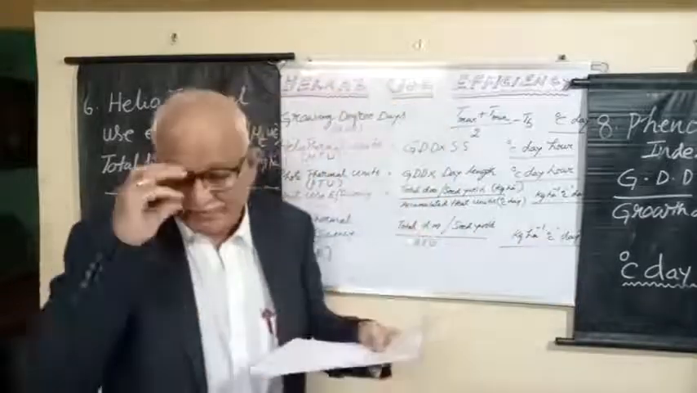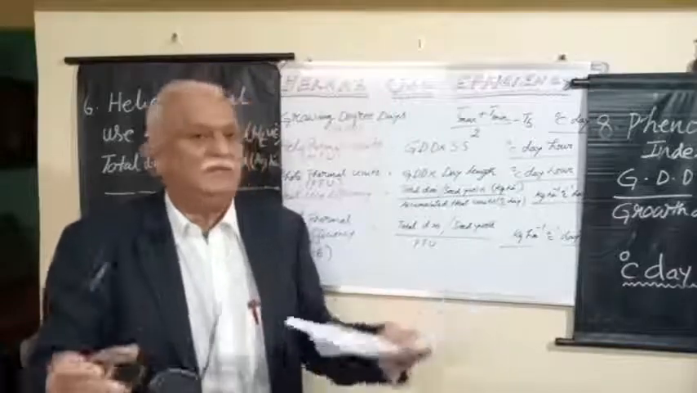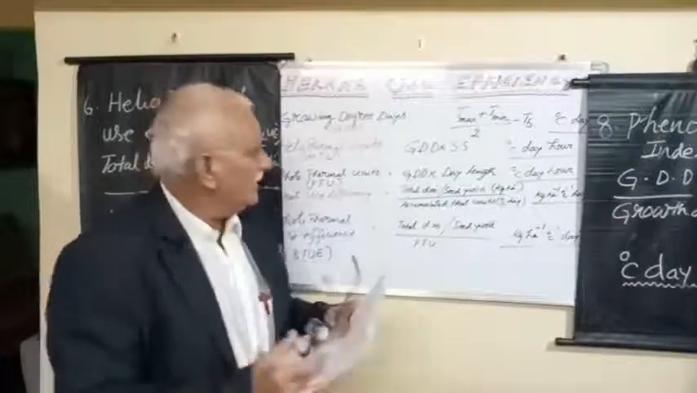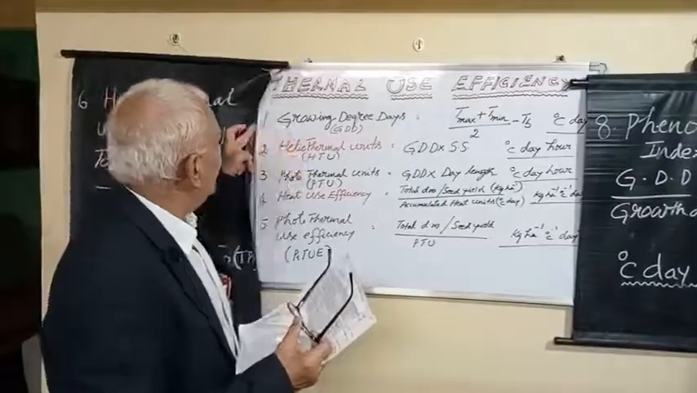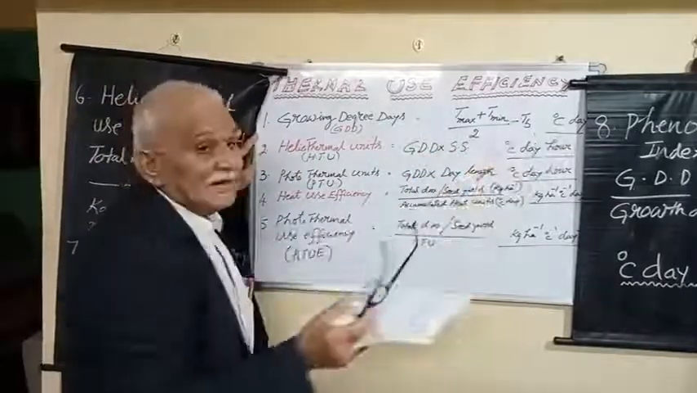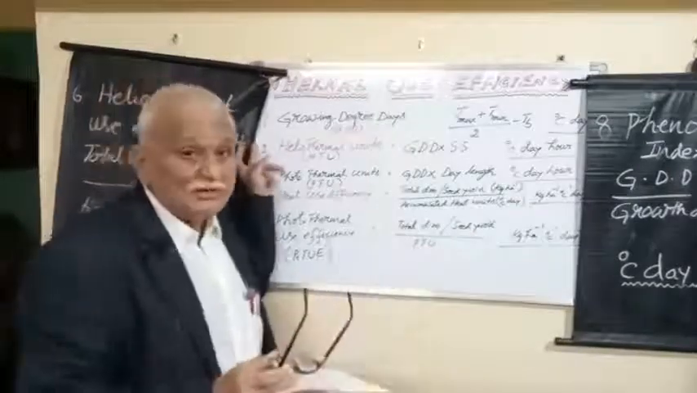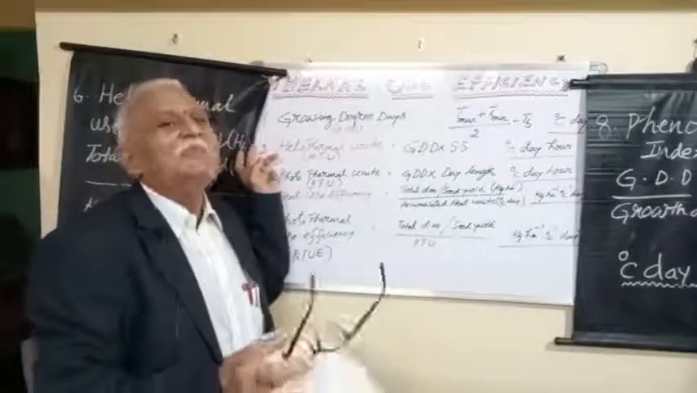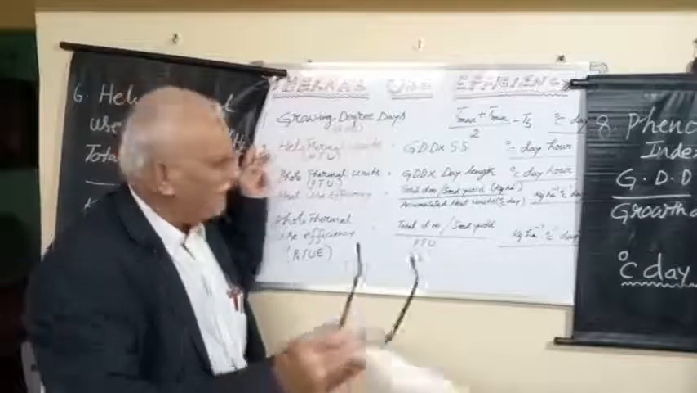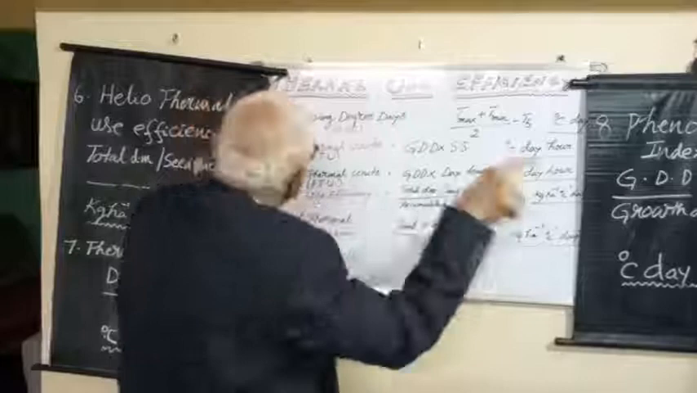What is GDD? Growing degree days is T maximum plus T minimum, average by 2, minus TB, base temperature. So here the first equation is growing degree days: T maximum plus T minimum by 2 minus TB, degree centigrade day is the units. Now what is the heliothermal units? Growing degree days into bright sunshine hours. So we get the heliothermal units. What are the units? Degree day hours. Degree day hour, we get it.